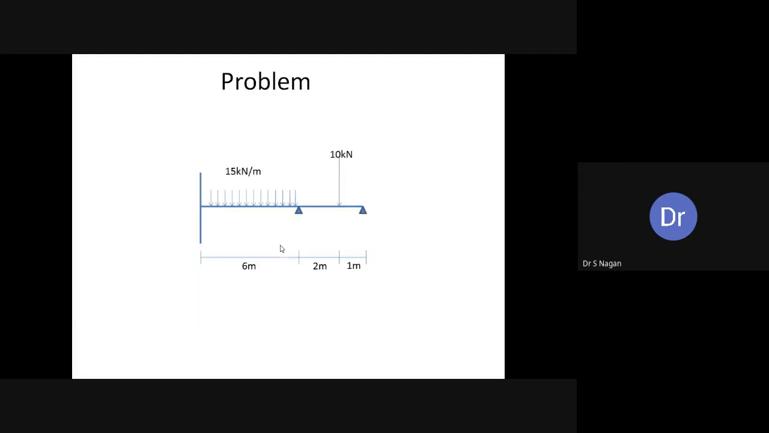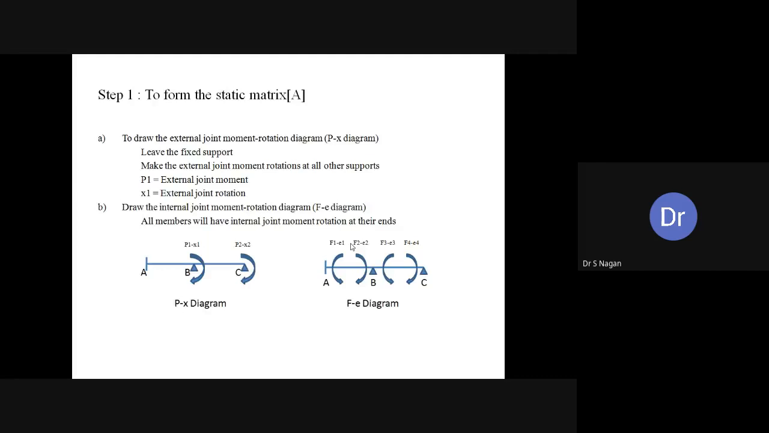Okay, so these steps you are going to see with the help of a numerical example. So we have a two-span continuous beam subjected to say 15 kilonewtons per meter UDL in span AB and a point load of 10 kilonewton at 2 meters and 1 meter from the center. So can you form the A matrix for this? Will be the steps which we discussed.